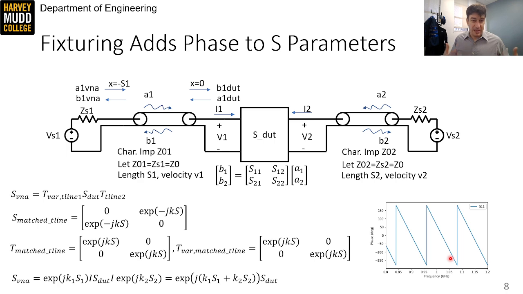And with that constantly evolving phase, it becomes difficult to back out DUT phase behavior from this graph. So we need to find a way to remove the effect of these cables. Fortunately, the math is simple.